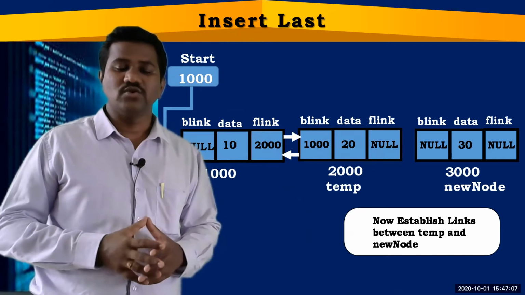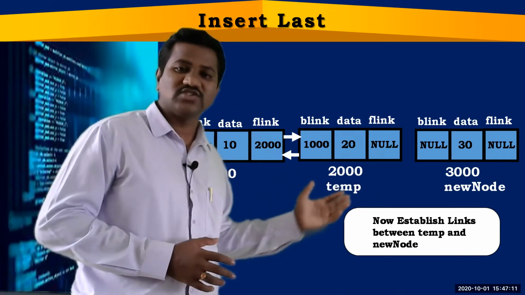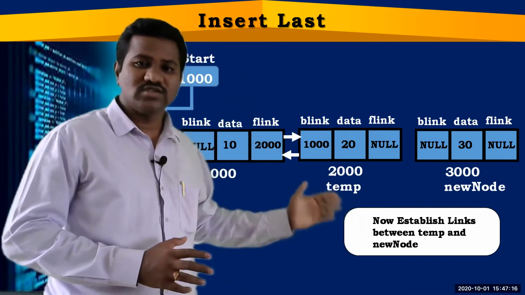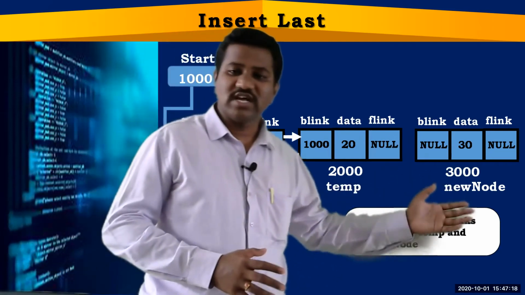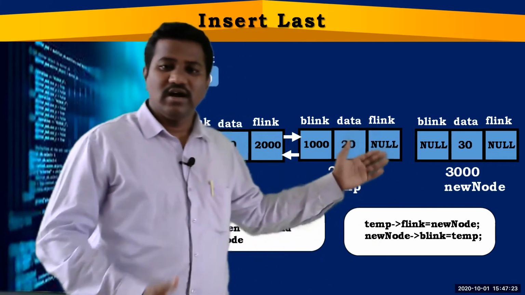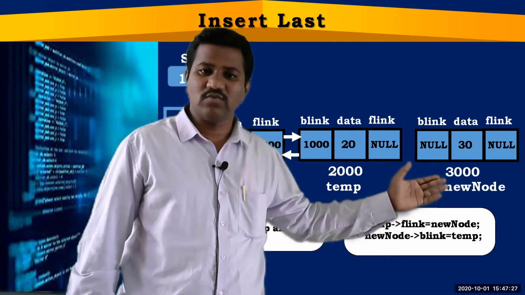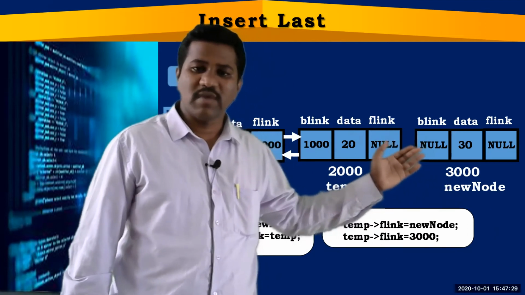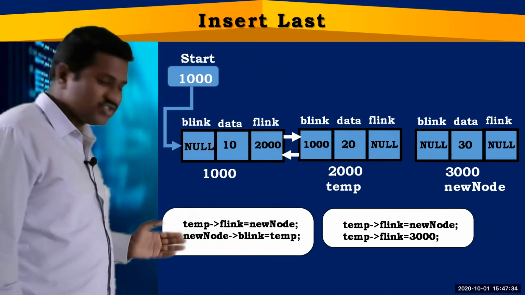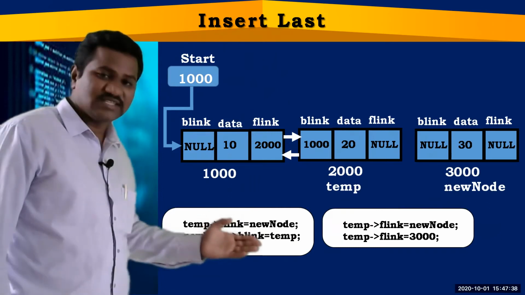When we reach the last node, we need to establish the links between this last node and a newly created node. In our example, 2000 is pointed to by temp, and 3000 is pointed to by new node. To establish the connection, it is very simple. Temp forward link should contain 3000, and this 3000 backward link should contain 2000. For that purpose, we'll use these two instructions: temp forward link assigned with new node, and new node backward link assigned with temp.